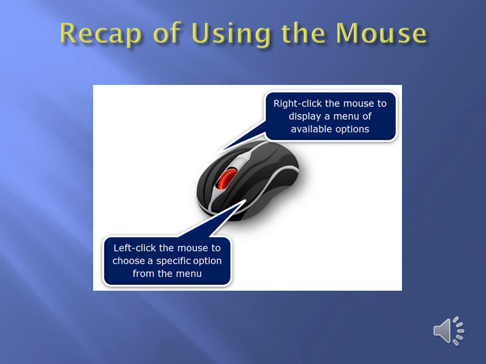Just to remind you that the left click of the mouse allows you to choose a specific option from a menu, whereas the right click of the mouse actually displays a menu, and that's all it does. And your scroll wheel in the middle allows you to go through your pages a little faster no matter what you're in. So just familiarize yourself with what the left click does versus the right click and what the scroll wheel does.